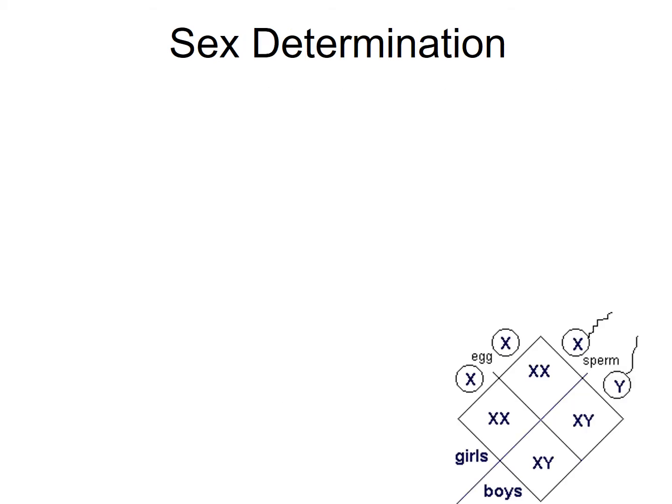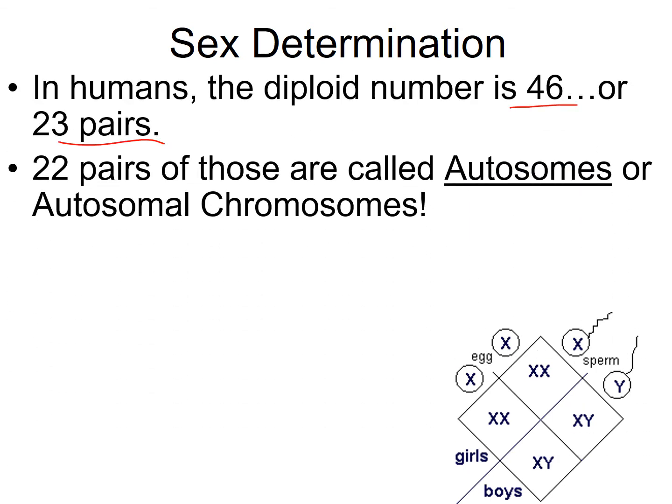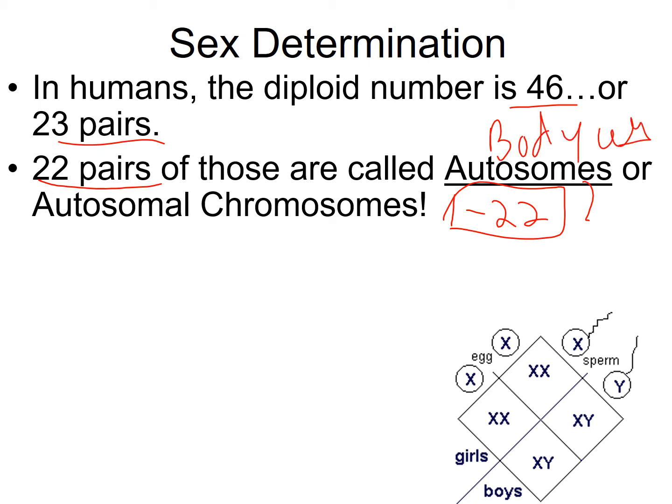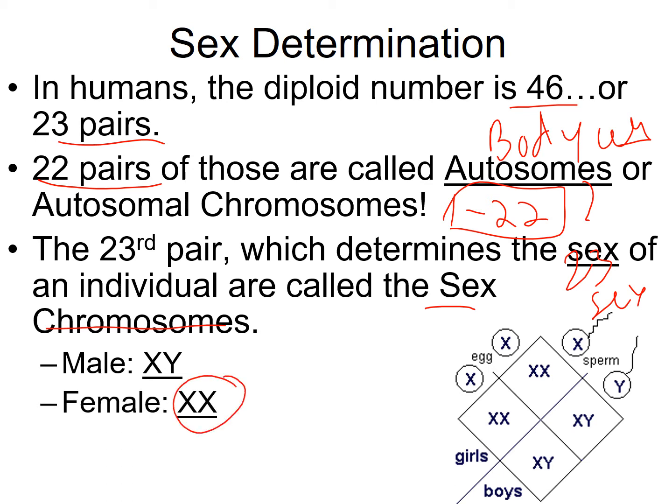So, sex determination. Remember, we have 46 chromosomes, 23 pairs. We're going to read a karyotype today. The first 22 are autosomes, which are body cells. Number 23 is the sex cells, called sex chromosomes. Remember, girls are XX, boys are XY. Y determines the gender.